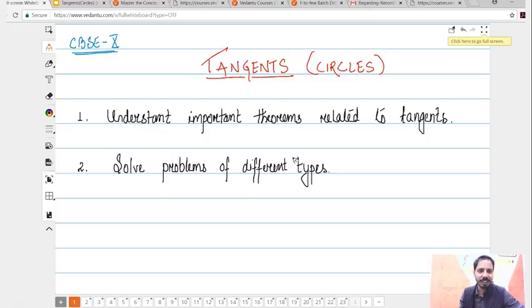Welcome to this live session of Vedantu, and my name is Mridul, and today we are going to study tangents of circles, of the class 10 CBSE course. In this course, we are going to understand what a tangent is and the concepts and theorems related to tangents, and then after understanding, we are also going to solve problems related to those. So let us see what's there.